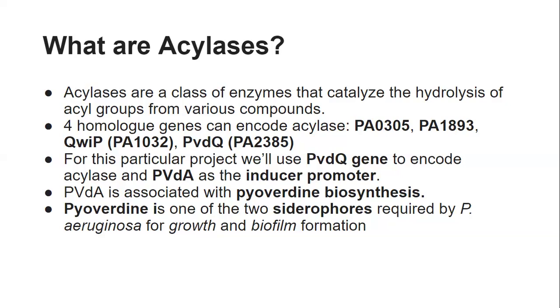Using the acyl chain in the AHL, as discussed previously, as one of the signaling molecules of quorum sensing, we were able to discover the Acylase enzyme, which cleaves acyl groups from various compounds. And we got the homologous genes that encode for Acylase as follows. In this particular project, we used the PvdQ gene to encode for Acylase and the PvdA as the inducible promoter. The PvdA is associated with pyoverdine biosynthesis, where pyoverdine and pyocyanin are two siderophores which Pseudomonas aeruginosa acquires in order to grow using biofilm formation.